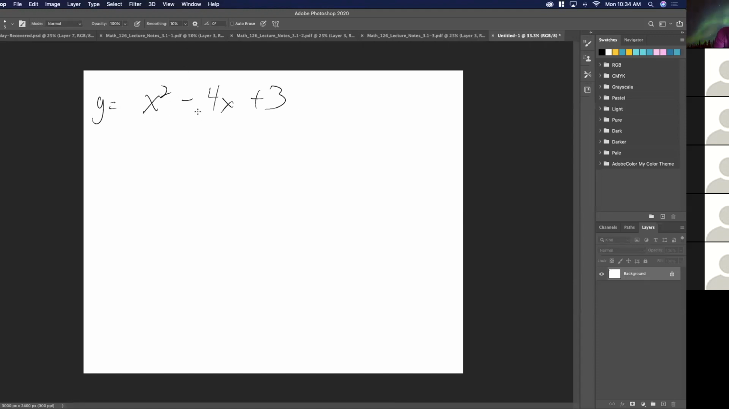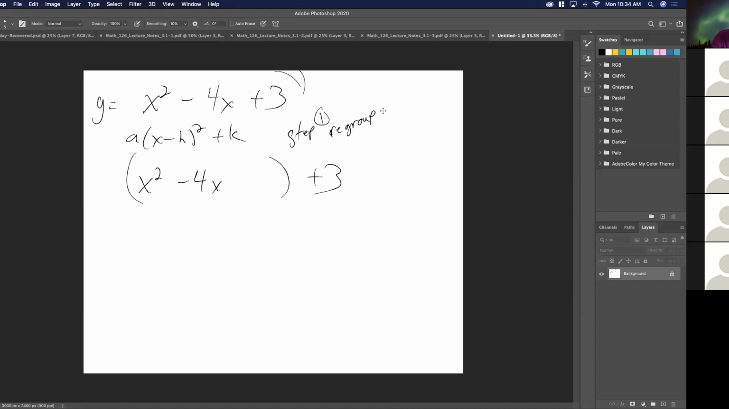So the point here is I want to have some a times x minus some h, squared, plus some k, right? That is the goal. And so in order to do that, I'm going to take this part and isolate it, and I'm going to kick this free over here. So here I've just regrouped. That's all I'm doing. So the first step, step 1, is to regroup it.